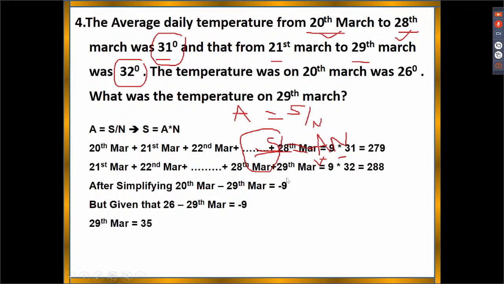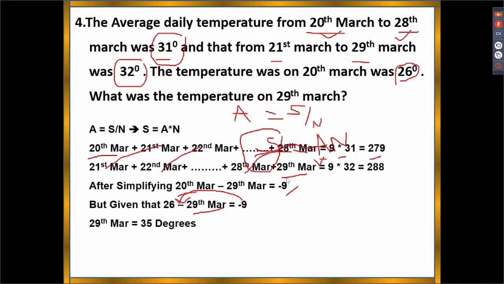28th minus 29th March. If we subtract both the equations, 21 minus 21 cancel, 22 minus 22 cancel, 28 minus 28 cancel. What is left? 20 March minus 29th March is equal to 279 minus 288, which is minus 9. So 20th March, what is the temperature they have given clearly? 26 degrees. 26 minus 29th March is equal to minus 9. 29th March is equal to 26 plus 9, 35 degrees.